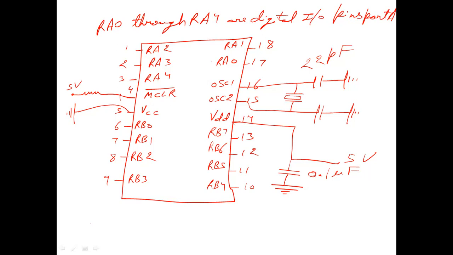Right. Then RB0 through RB7 are also digital input output pins, but they are called port B. Okay.